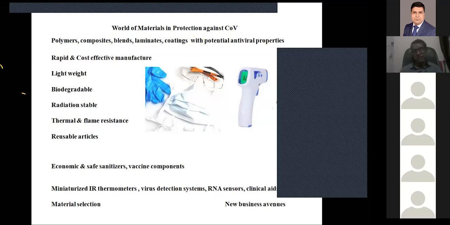We chemists, engineers, biologists, even social science people, even statisticians, and many of us should come together to resolve this problem. And material science people have a very, very important role in this scenario. They can produce low-cost fibers and plastics that are lightweight and obviously biodegradable, because after use man will replace the PPE kits or similar objects. So it should be biodegradable, radiation stable, thermal and flame resistant.